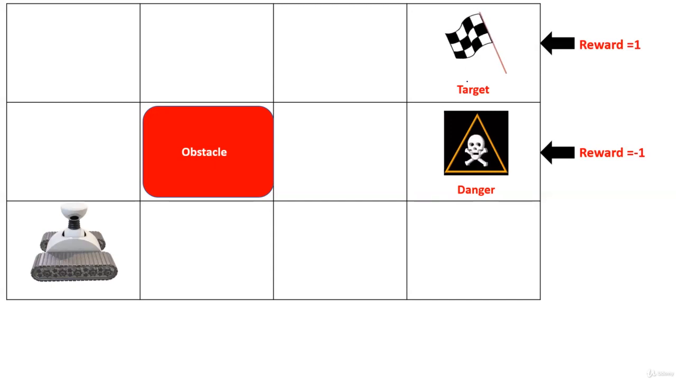If the UGV reaches the target location, the reward will be 1, and if it reaches the danger, the reward will be -1.